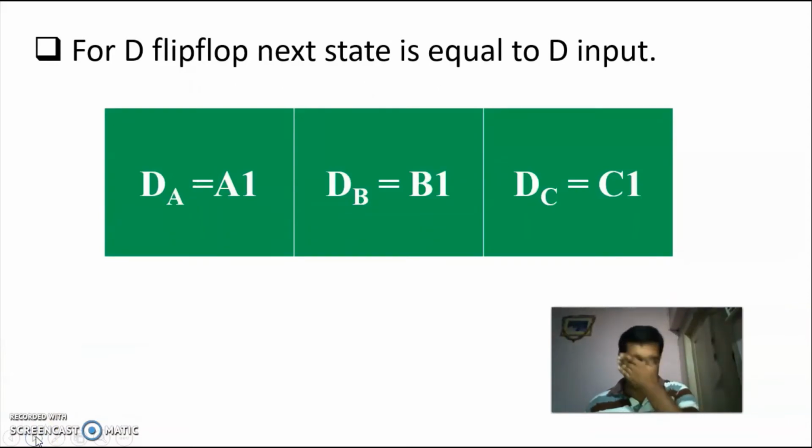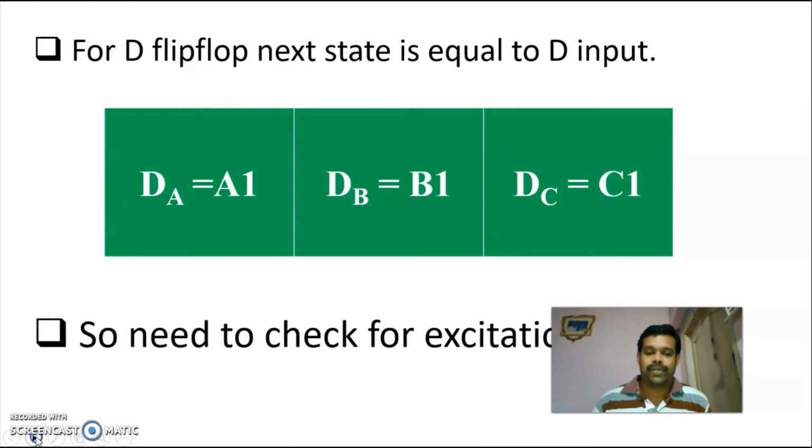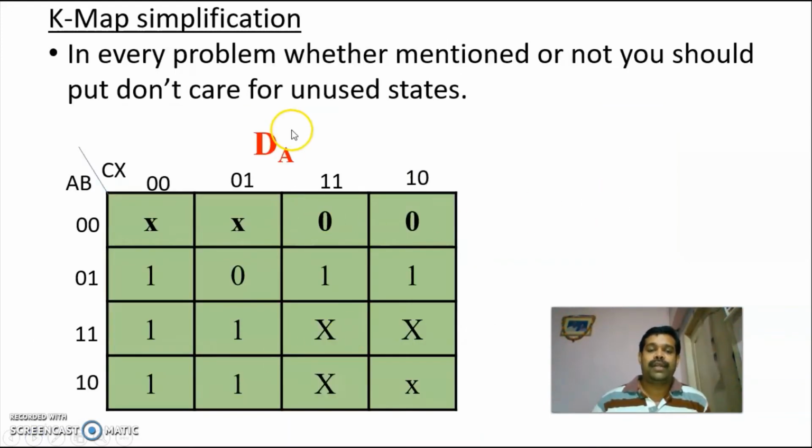So here we are doing it by using D flip flop. So next state equation, next state is equal to D input. So DA equal to A1, DB equal to B1, DC is equal to B1. So we are going for the problem.